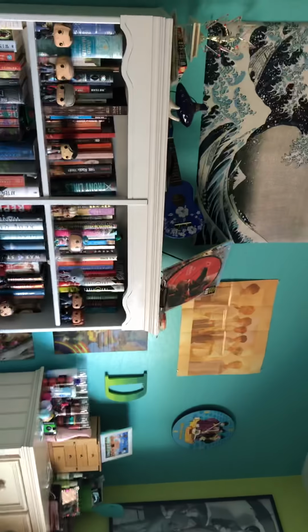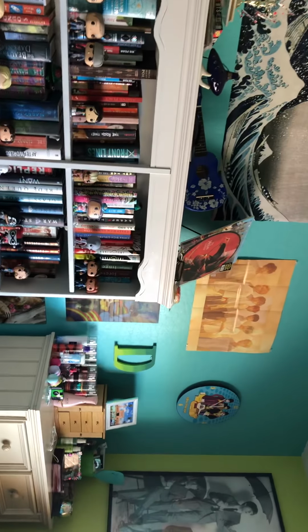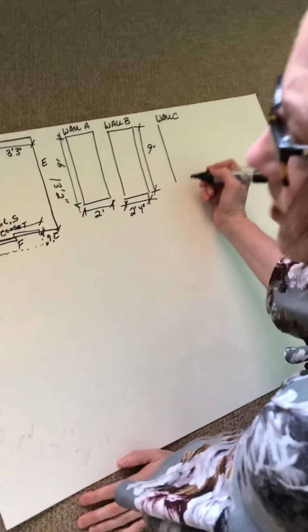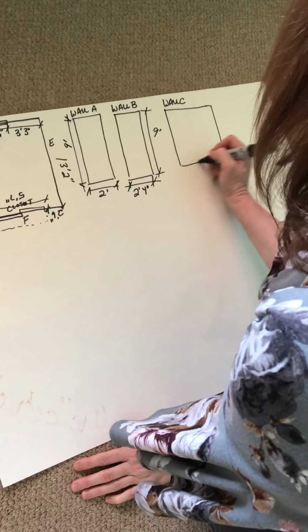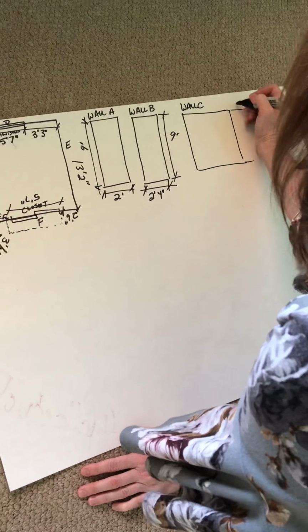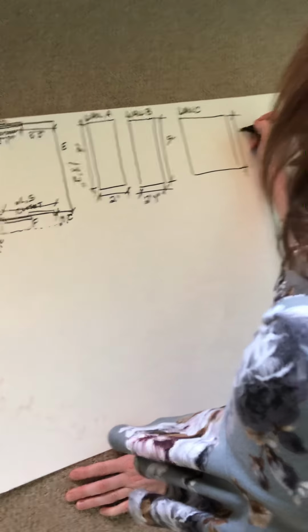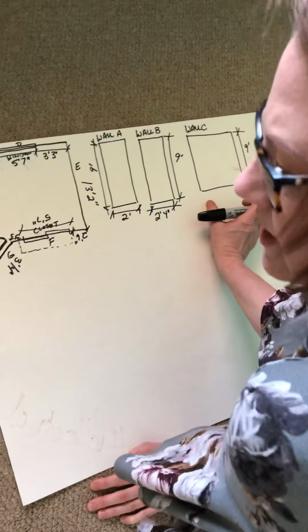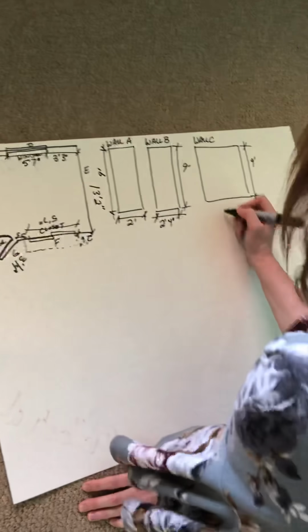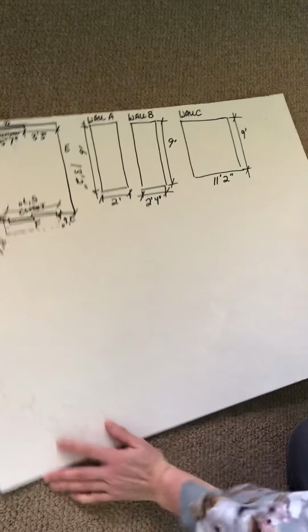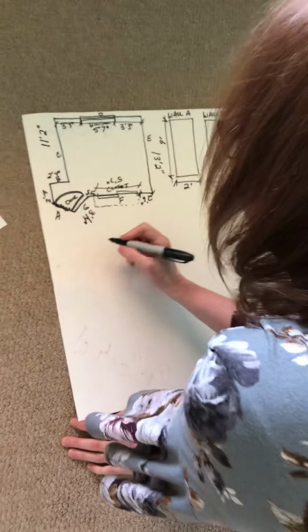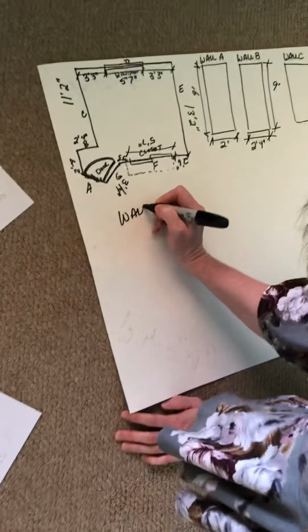Wall C is this long wall. Again, she doesn't have a door, a window, or a closet, and that's all we need to know. We don't need to show any of the furniture. So it's a little bit more square looking, right? It's a little bit bigger. Again, it's 9 feet, so you're always going to have that 9-foot measurement, but you do need to write it in. And then this wall was 11 feet 2 inches.